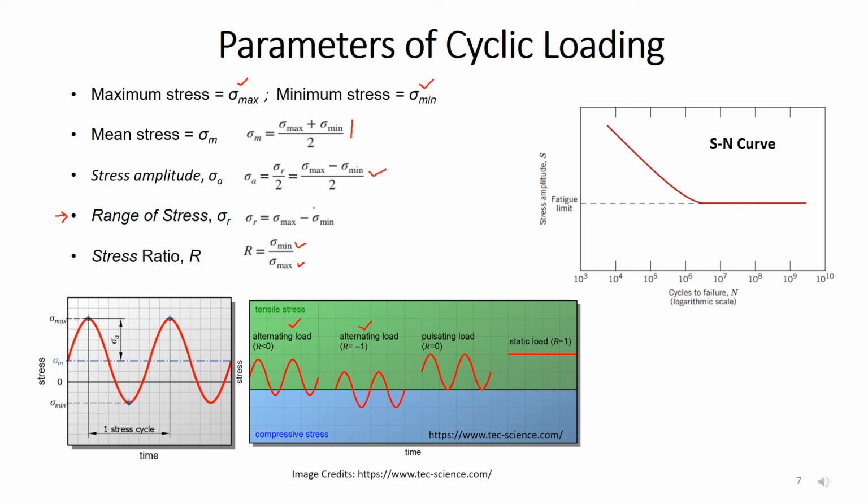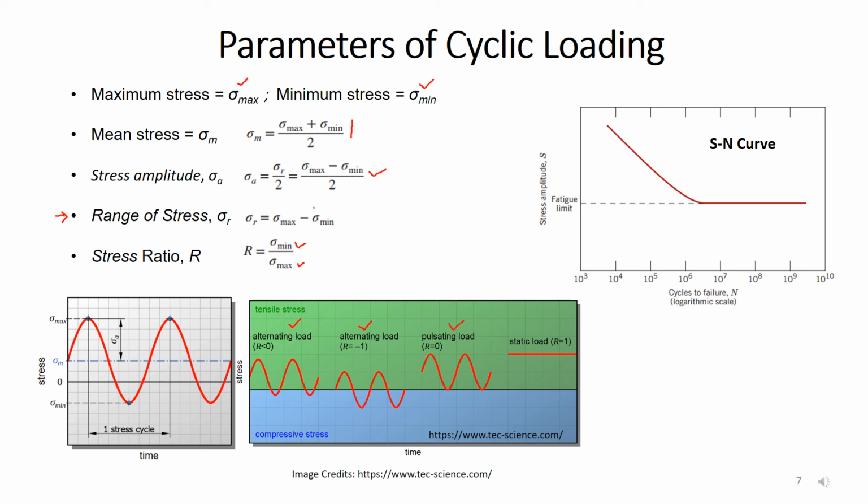whereas in the second case we have alternating load, where the maximum stress in the tensile case as well as in the compressive case are equal in nature. So sigma minimum is equal to sigma max. So here the stress ratio is equal to -1.